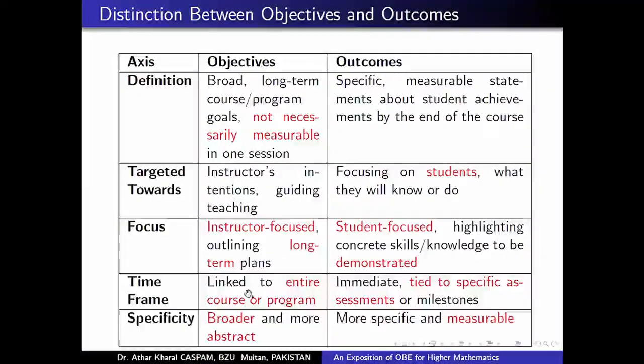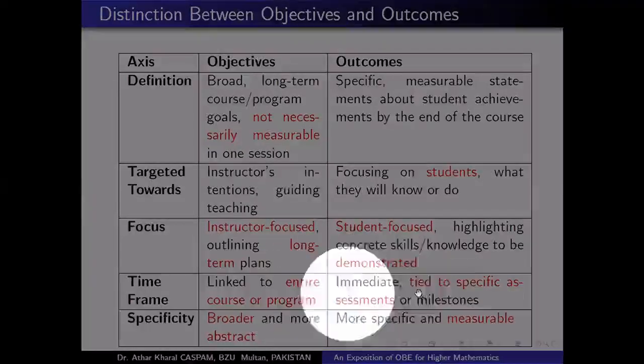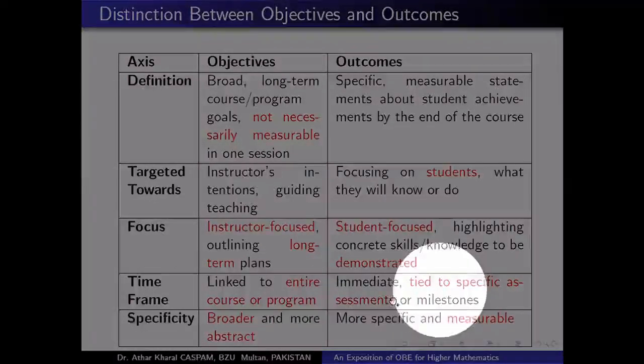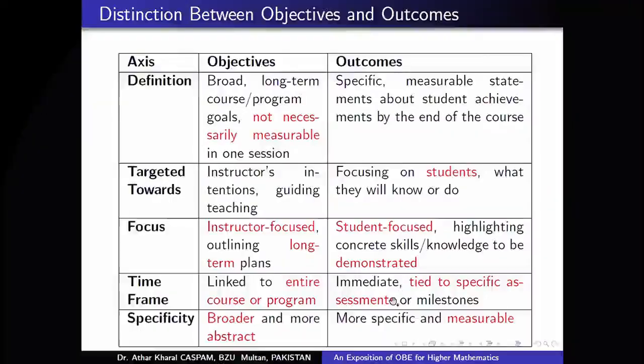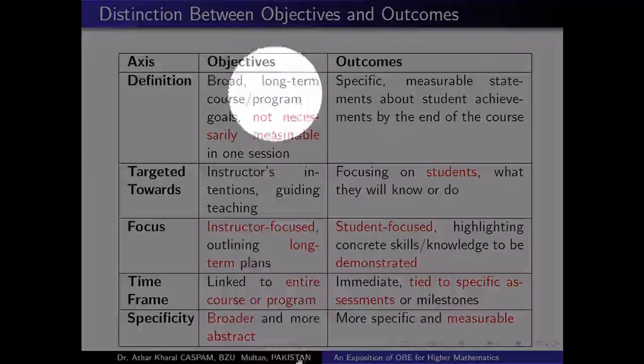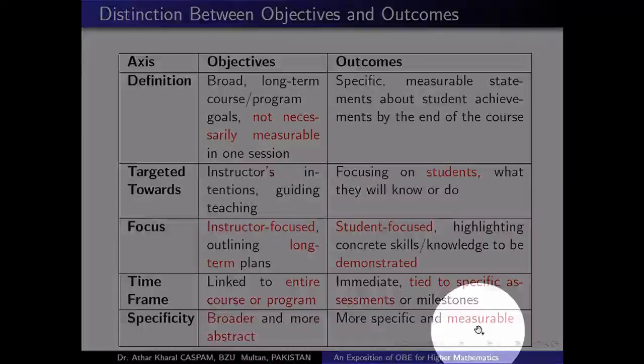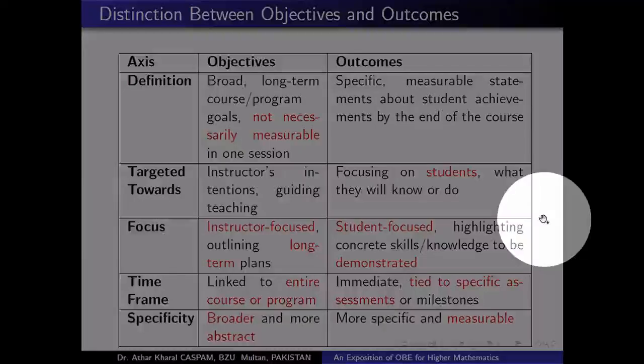Objectives span the entire course or the whole program, whereas the outcomes are tied to specific assessments. They might be assessments of the midterm examination or the final term examination or a course or next 6 months or so. So the time frame is another axis upon which there is a difference. And lastly, the specificity. The objectives are broader and abstract in their nature, whereas the outcomes are more specific and measurable. With these important distinctions, let's go further.